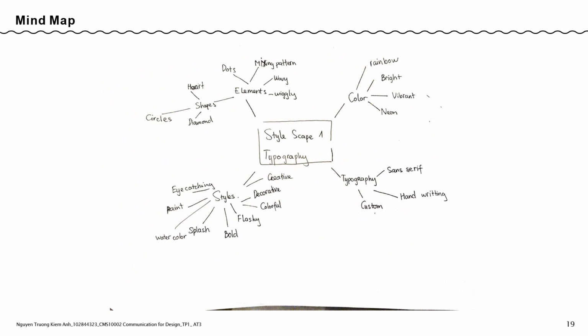Next, before doing the sketches for the stylescapes, I did a mind map first to figure out what stands out for each stylescape. The first stylescape, I call it the typography. The elements here use dots, mixed patterns, and wavy, wiggly typography. The colors are bright, rainbow, vibrant, neon. The typography styles are sans serif, handwriting, and custom. The style will be eye-catching: painting, watercolor, splash, bold, flashy, decorative, and colorful.